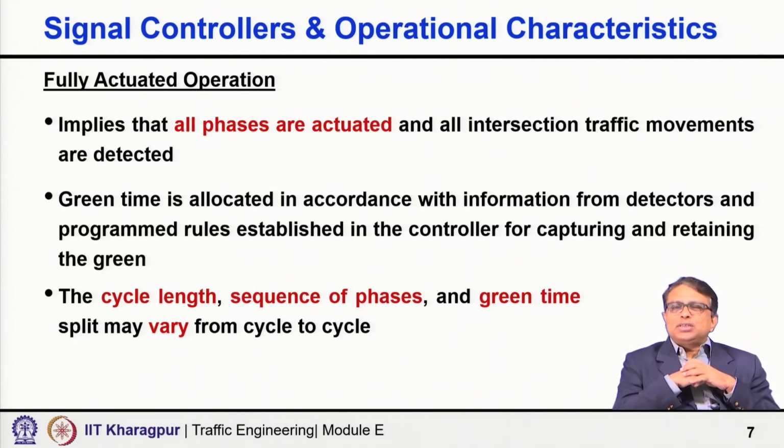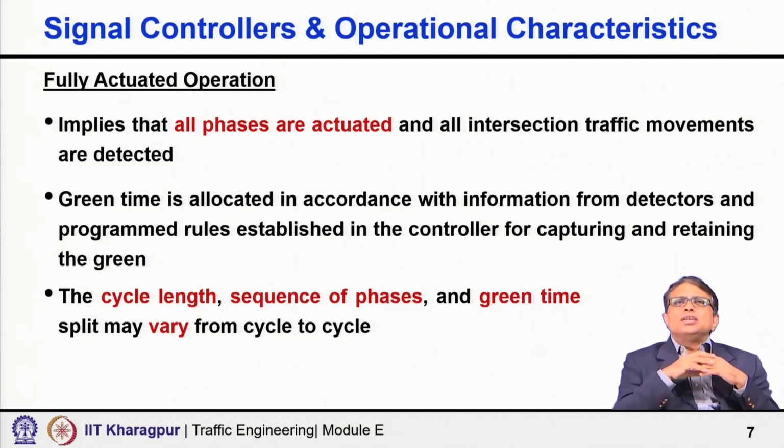Say for example, you may decide that okay, once I give green, I will give at least a minimum of so much green time. Okay? And you may decide that once the detector has detected a vehicle, then I should go back and give a green within a certain time, so that the delay should not be more than this much. So many ways the programmed rules are formulated.